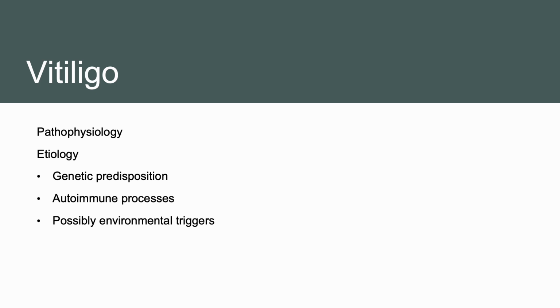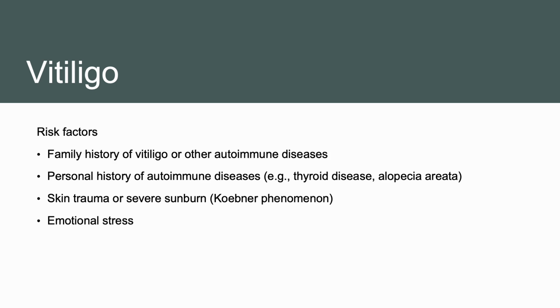The precise cause of vitiligo is unknown, but it's thought to be multifactorial, involving genetic predisposition, autoimmune processes, and possibly environmental triggers such as stress, skin trauma, or exposure to certain chemicals. Remember, vitiligo is one of the conditions in which we can see the Koebner phenomenon. Risk factors, as we mentioned: family history of either vitiligo or other autoimmune conditions, personal history of autoimmune conditions, skin trauma or severe sunburn, and emotional stress.